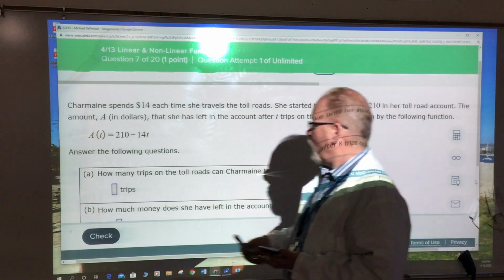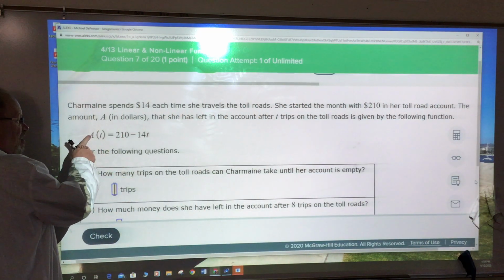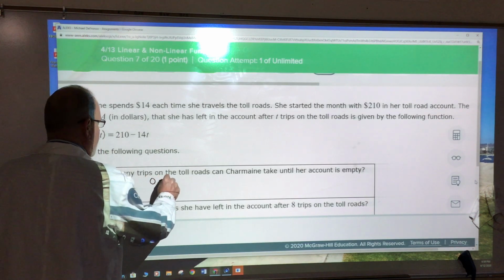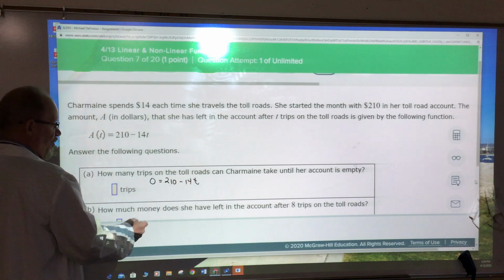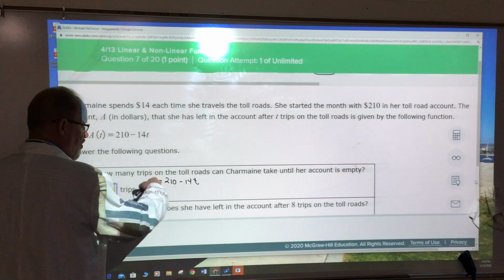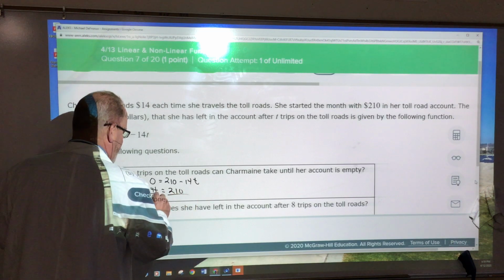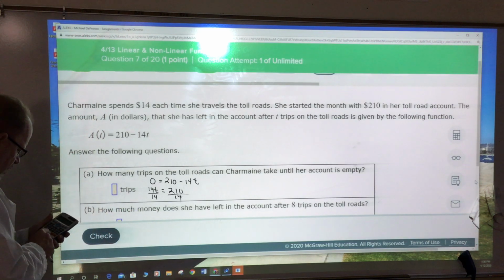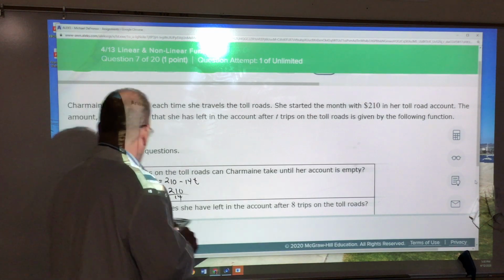Okay, so when her account is empty, that means the amount in it is 0. So we're going to do 0 equals 210 minus 14t, and then solve that. So 14t, I'm going to move it over here just to make it positive, equals 210. Then I'm going to divide both sides by 14. And I'm going to get t equals 210 divided by 14. That's 15 trips.